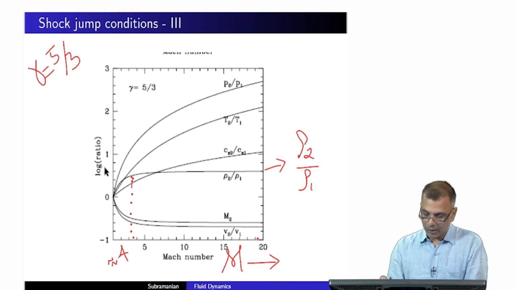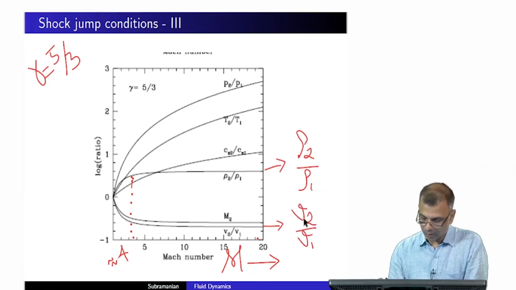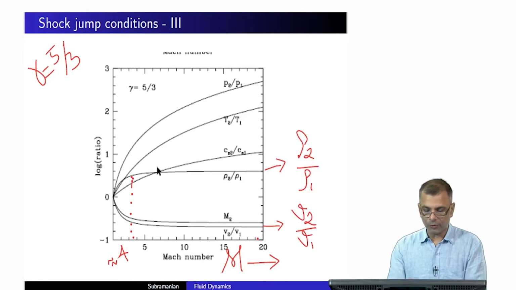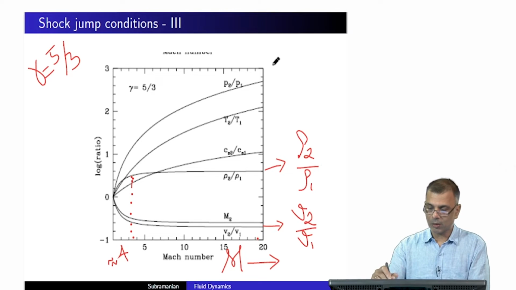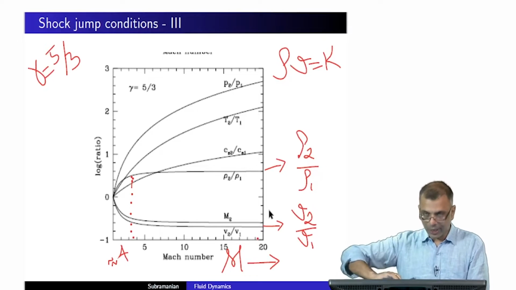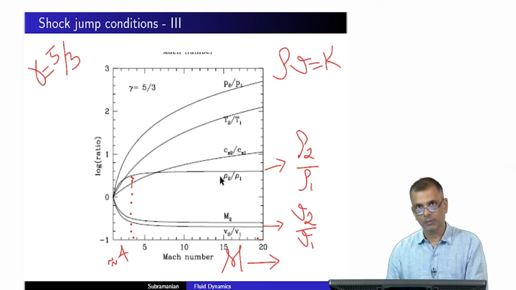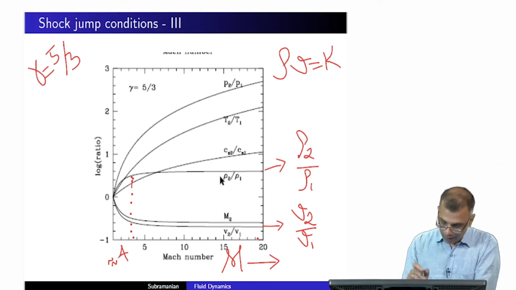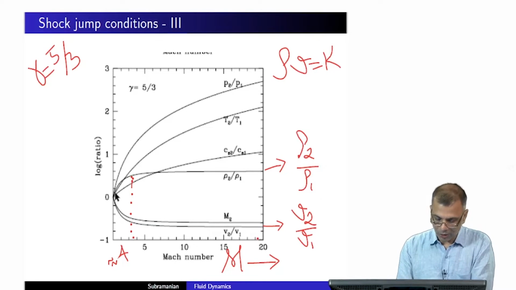And you'll find that the velocity jump, this one, looks like a flip of the density jump ratio. And indeed it is, because remember rho v, or rho u, is constant. So in other words, rho 1 over rho 2 is equal to v2 over v1. So if you're plotting v2 over v1, it's the exact opposite of rho 2 over rho 1, right? And not surprisingly, this also exhibits the exact same behavior beyond a certain Mach number.